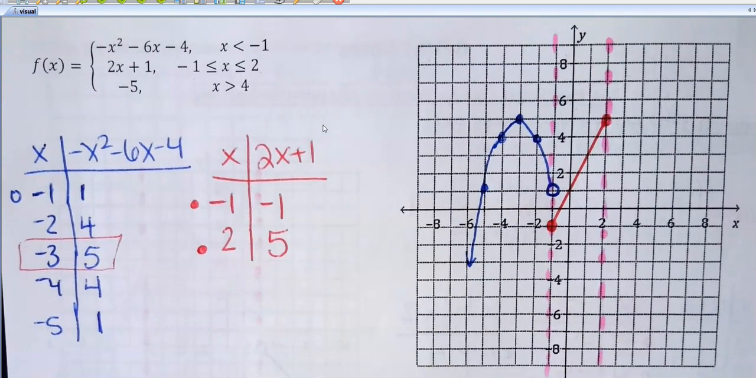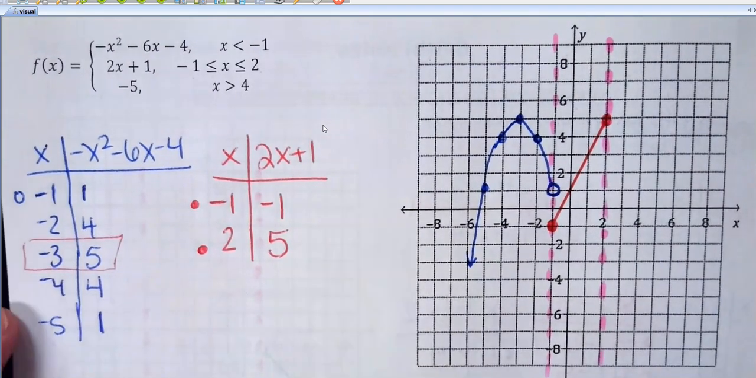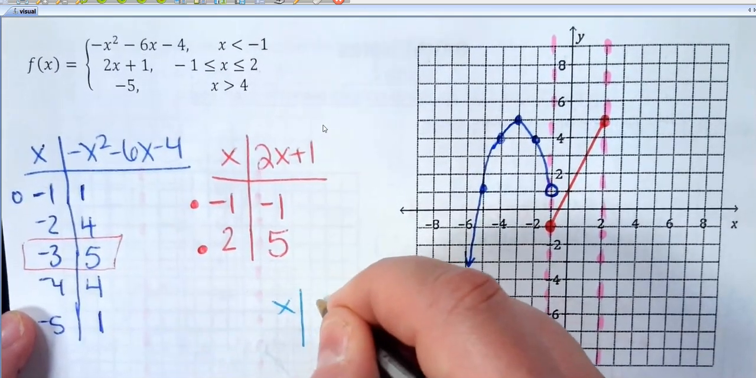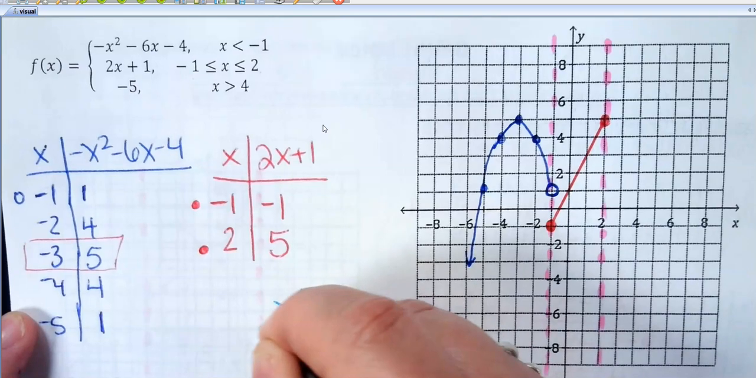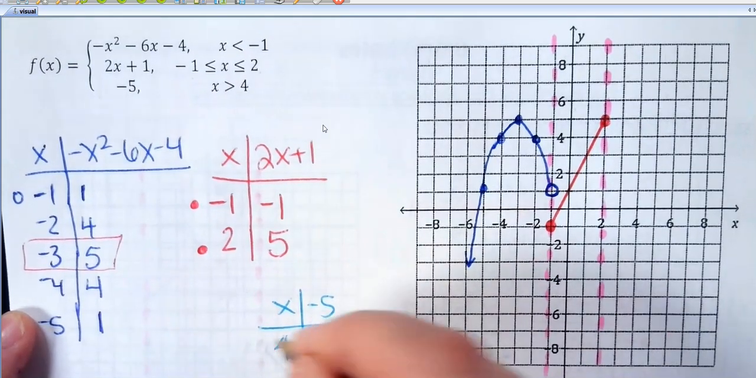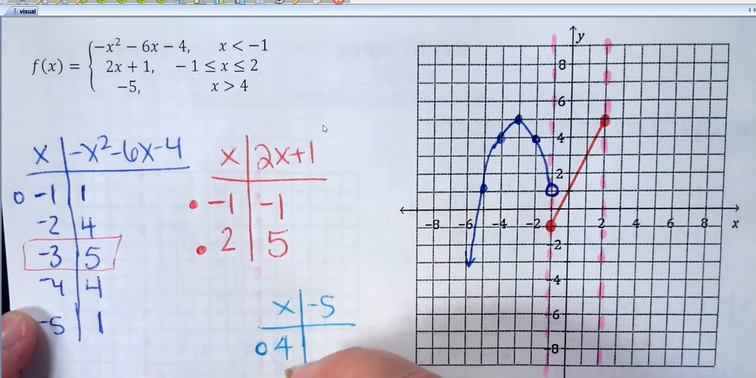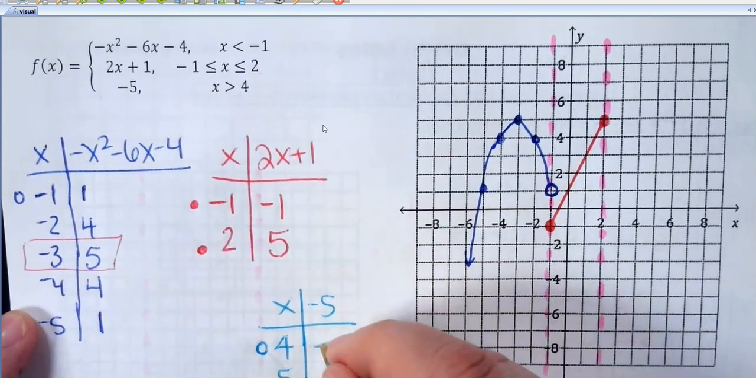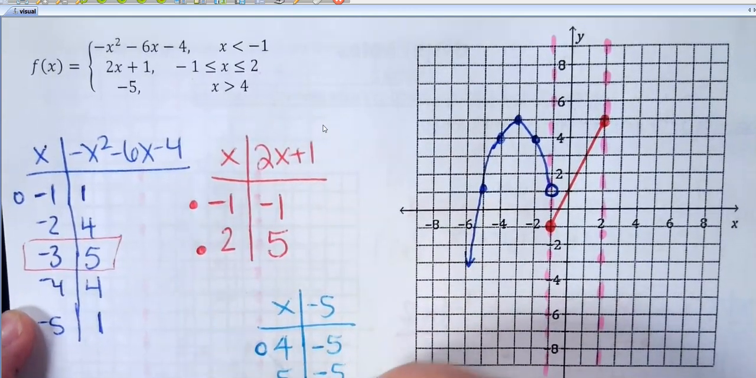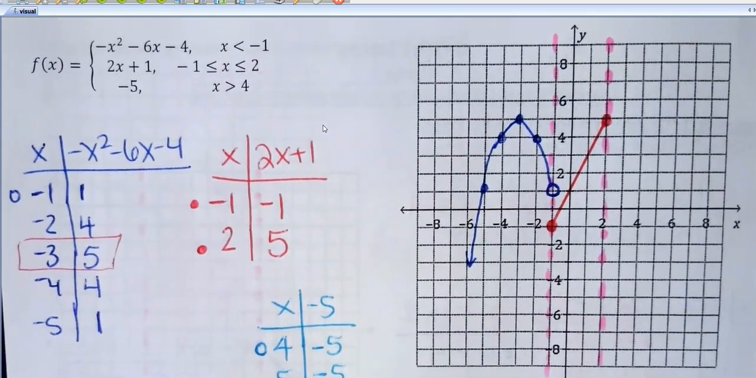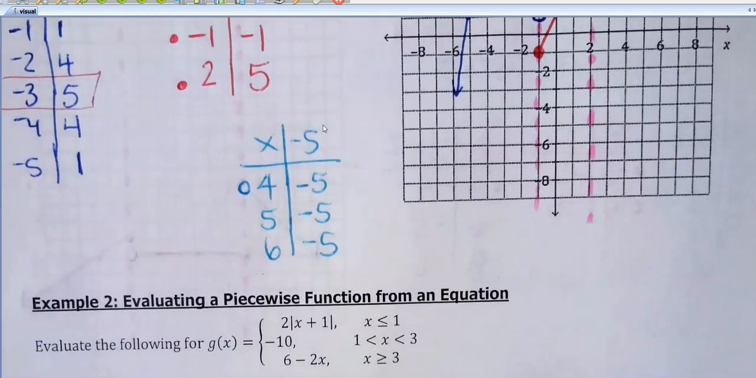And then the third piece is just negative 5. So it should just be a horizontal line. So for that third piece, if you do want to make a table, it's for x values that are greater than 4. So I would always start with that boundary line. That'll be an open circle there. So maybe like 4, 5, 6. There's just nothing to plug into it. So all those y coordinates will just be negative 5. It should, I'm off the screen, forgive me. It should just create a horizontal line.